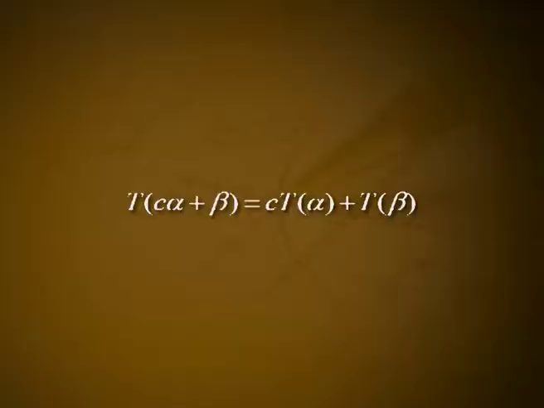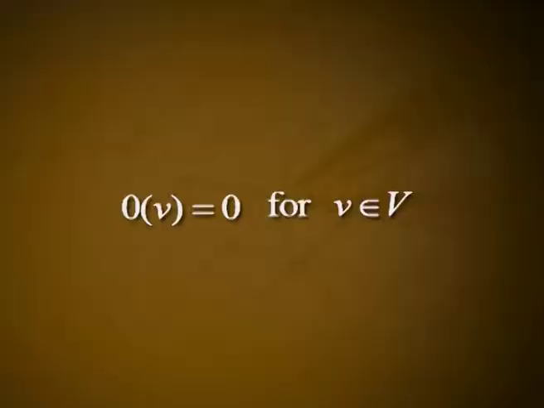Linear functional, definition 1. Let V be a vector space over a field F. A linear transformation T from V into F is called a linear functional. That is, T is a linear functional on V if T is a function from V into F such that T of (c alpha plus beta) is equal to c times T of alpha plus T of beta, for all vectors alpha and beta belonging to V and all scalars c belonging to F.